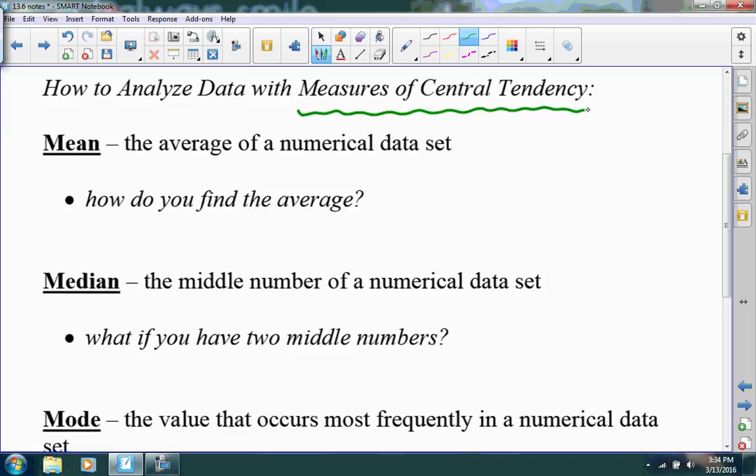So the mean is the average of a numerical data set. And you know how to find the average. You add up all the numbers and you divide by how many there are. So you add up the numbers and you divide by how many you have.